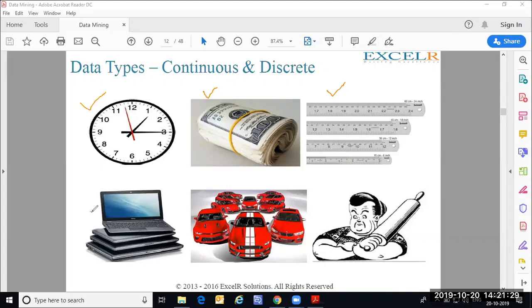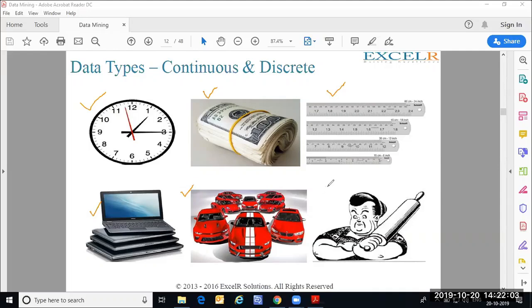What is this? Laptops, number of laptops. Can I represent this to a level of granularity? No, right? It has to be a whole number. We cannot have half laptops or quarter laptops. How about this? Number of cars, whole number, right?